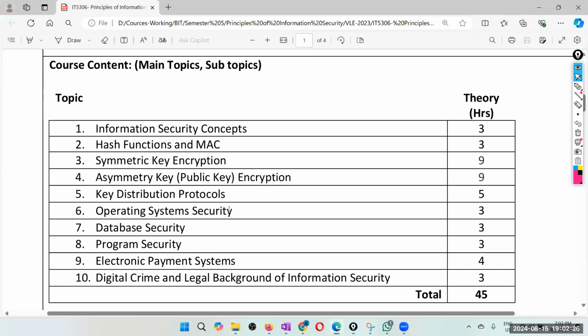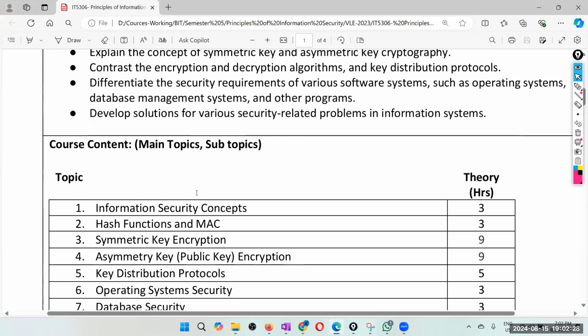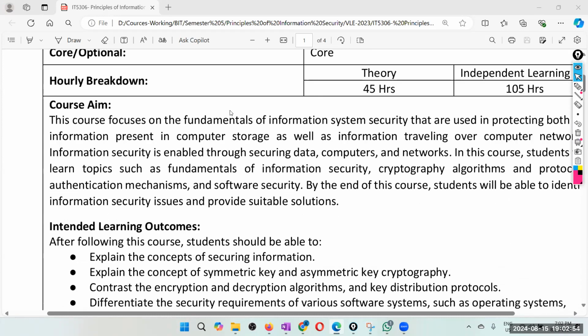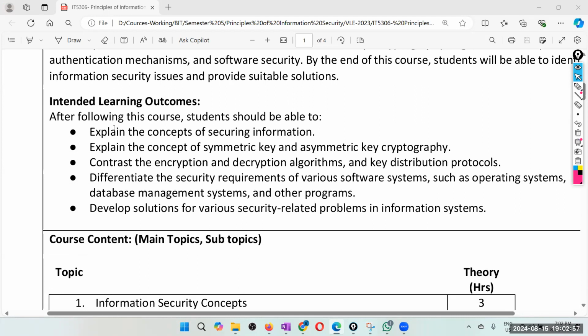And again, we'll be doing it very fast. So information security, how to secure information and information systems, and include the security when you are doing networking. Okay. So these are the objectives.